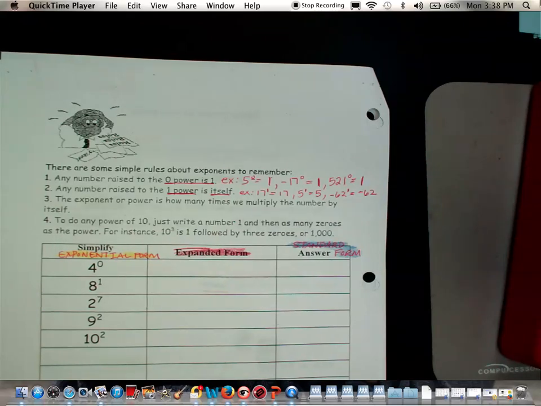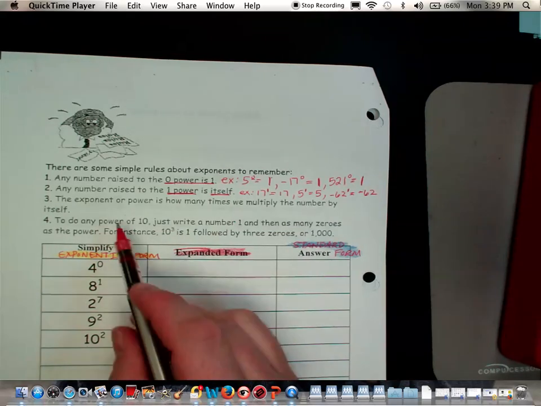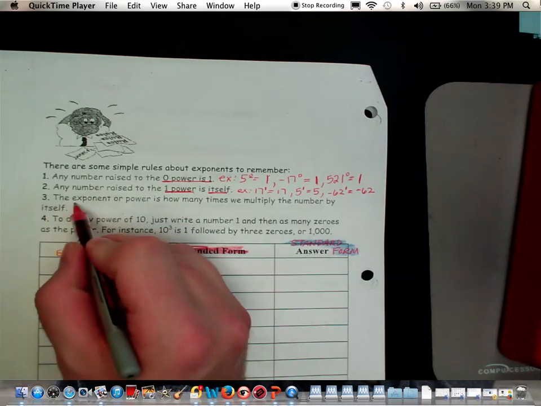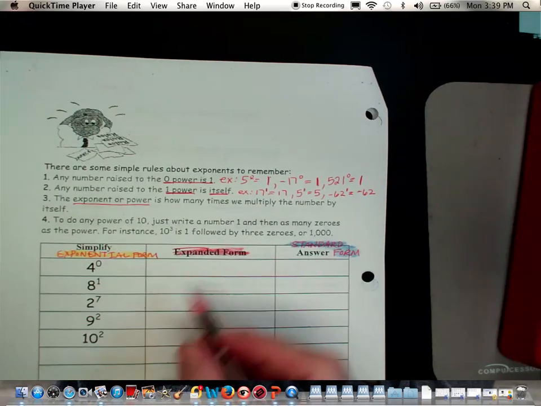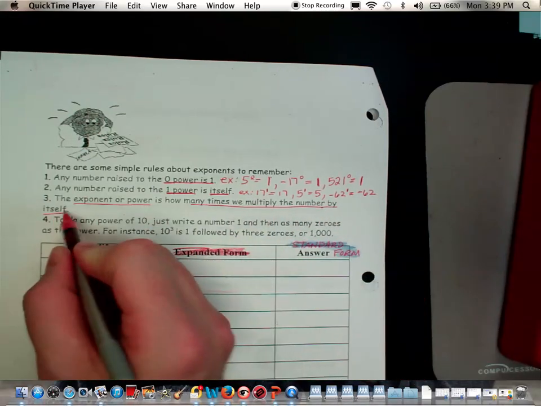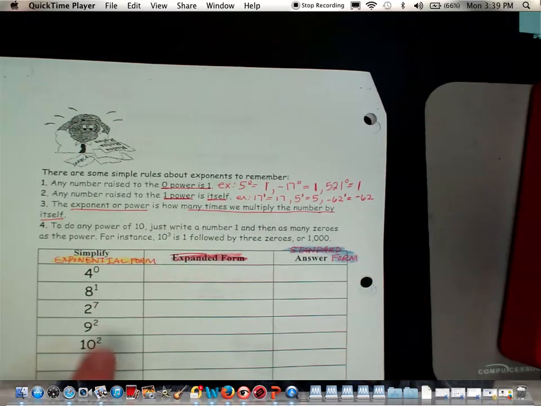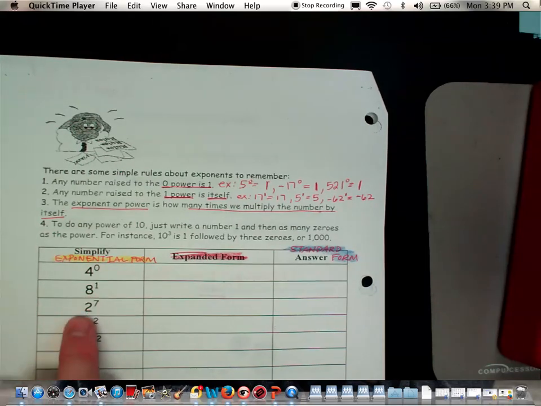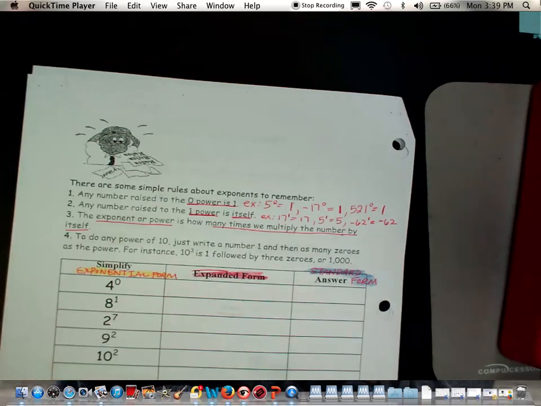Rule number 3 says the exponent or power, okay, so we can underline that, exponent or power, is how many times we multiply the number by itself. So the little number on top tells me how many times I'm going to multiply the base by itself.